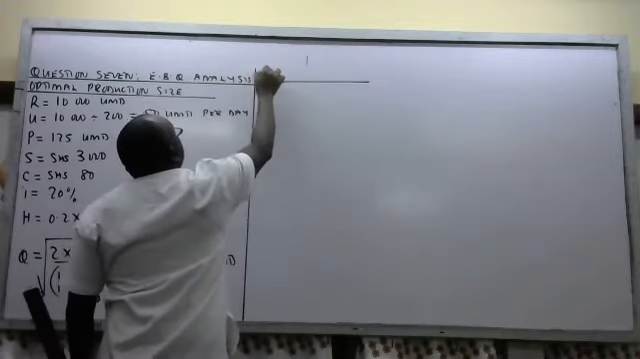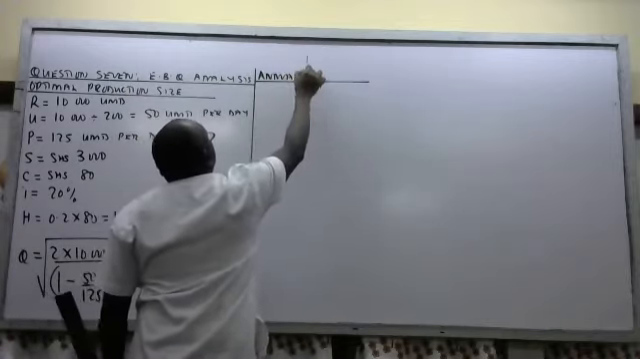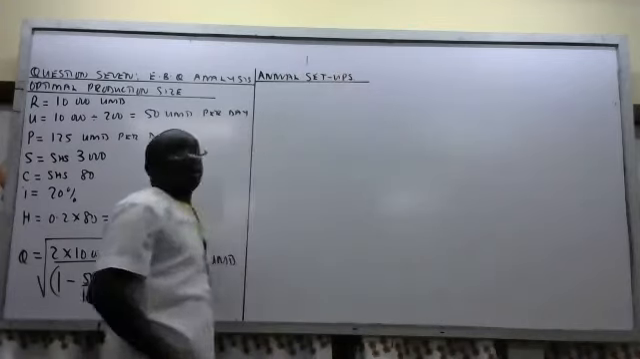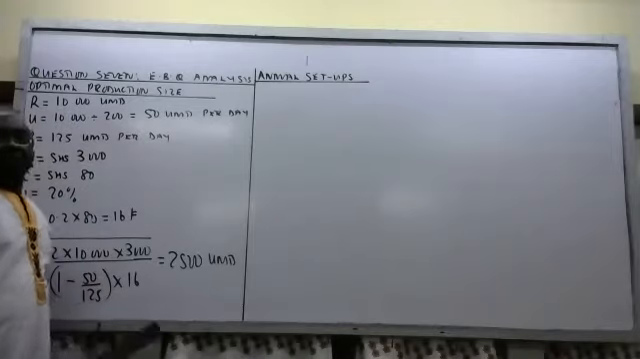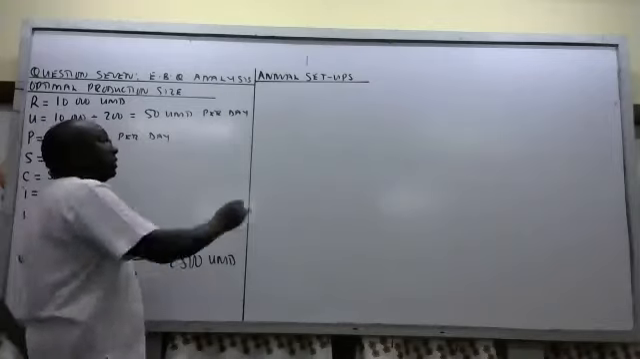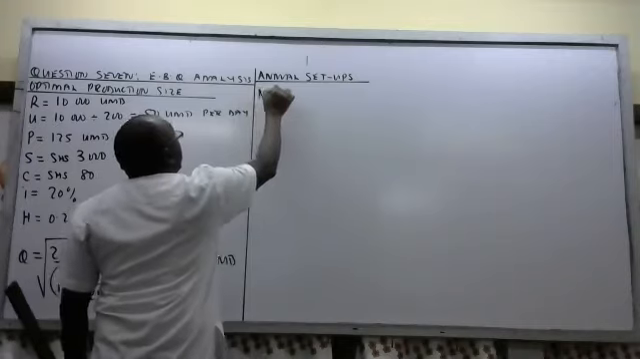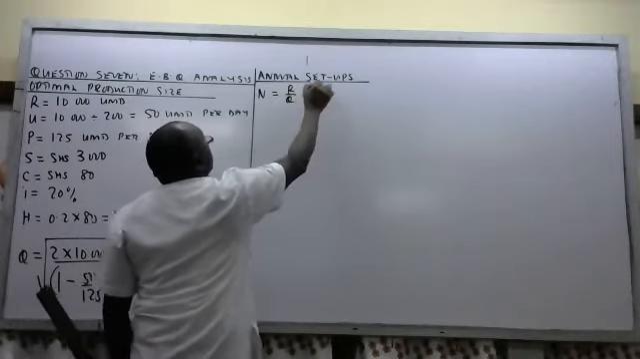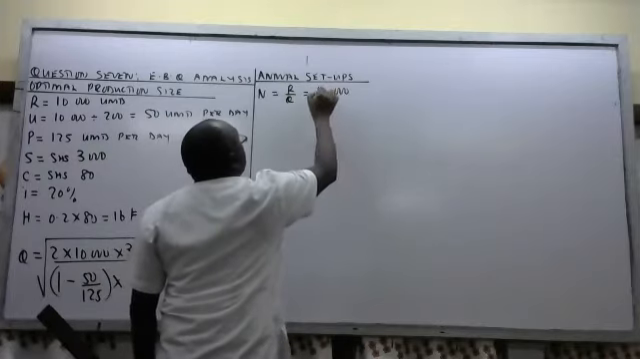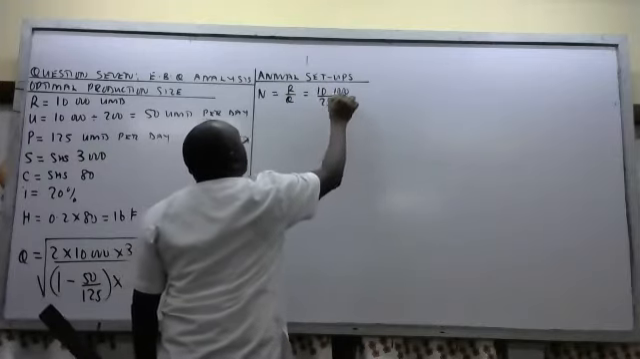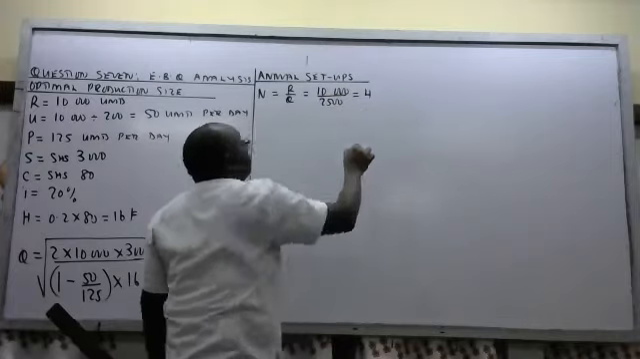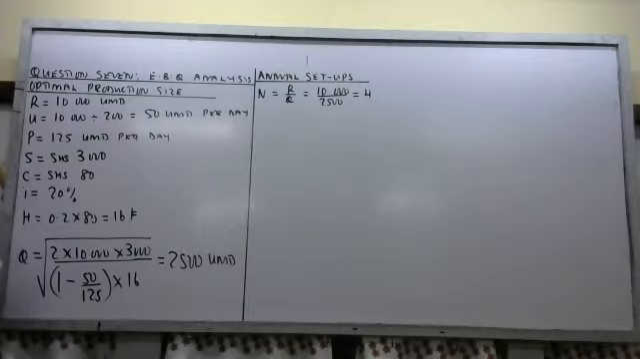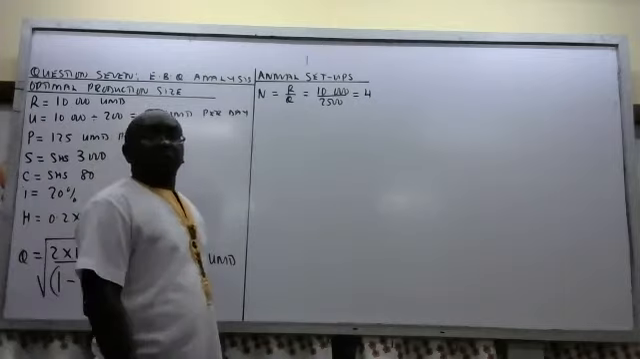The next thing that you need to compute is annual setups. Annual setups, N, is R divided by Q. So this will be 10,000 divided by 2,500, and this should give you 4, the number of times that we will set up.